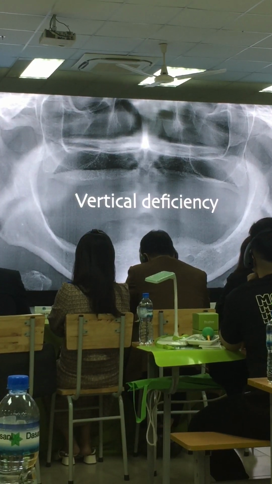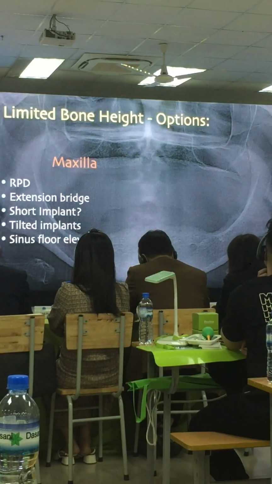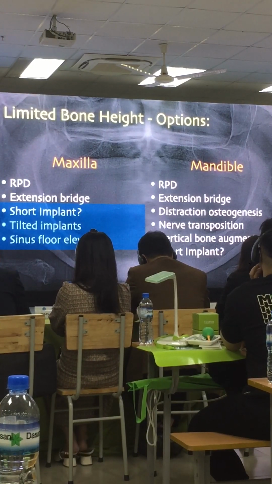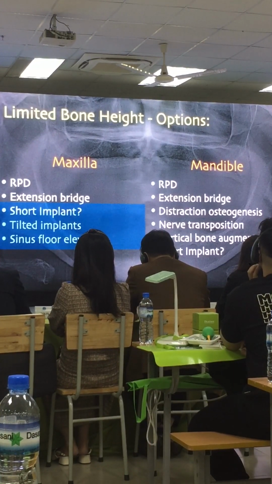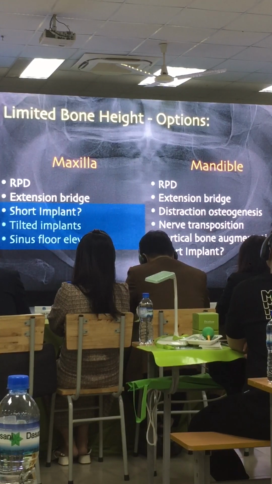What can we do for a patient having a lack of available bone and poor bone quality? There are many options in patients having limited bone height like this. Because we are focusing on the posterior maxilla today, the available options will be short implants, tilting implants, and sinus floor augmentation. Among them, we will learn about the sinus today.